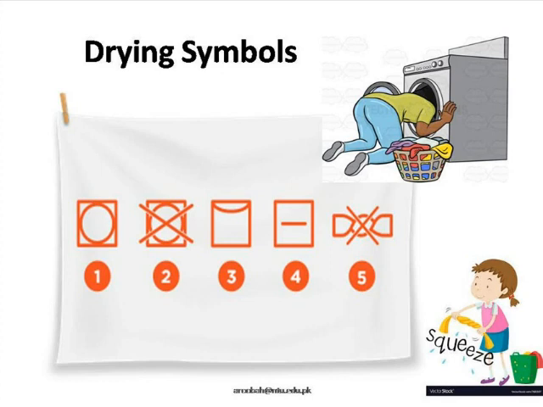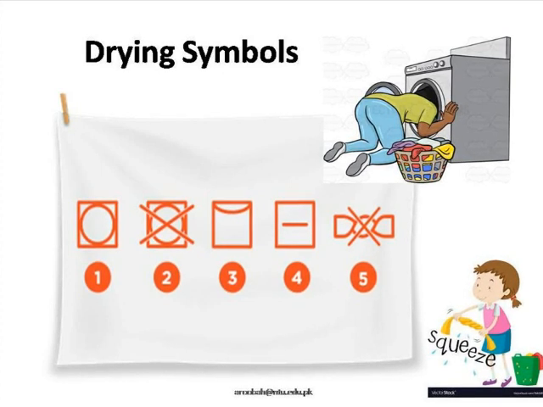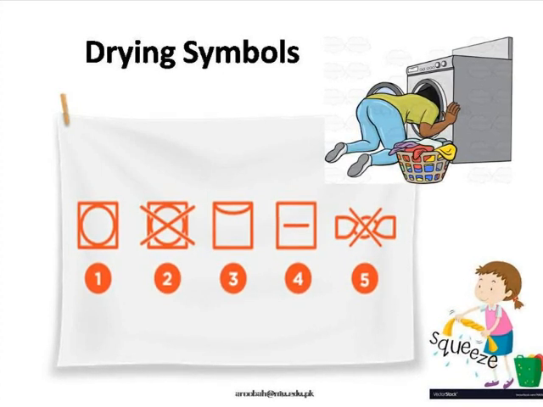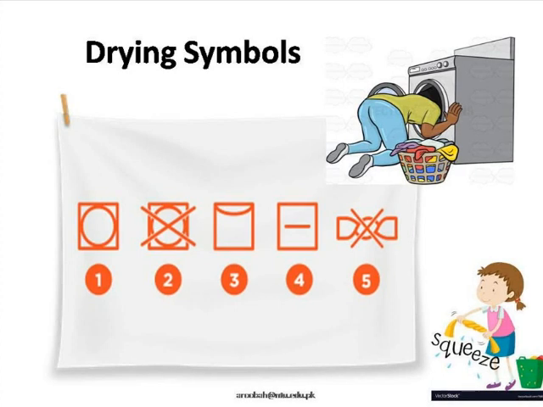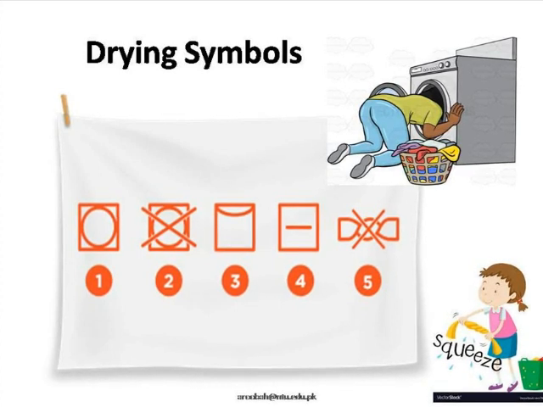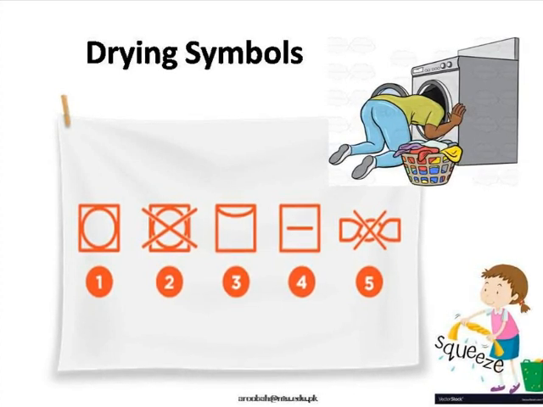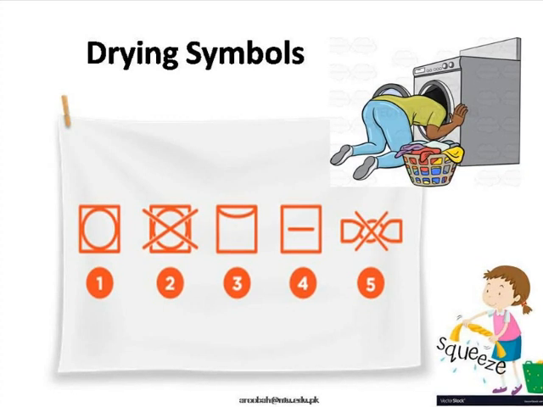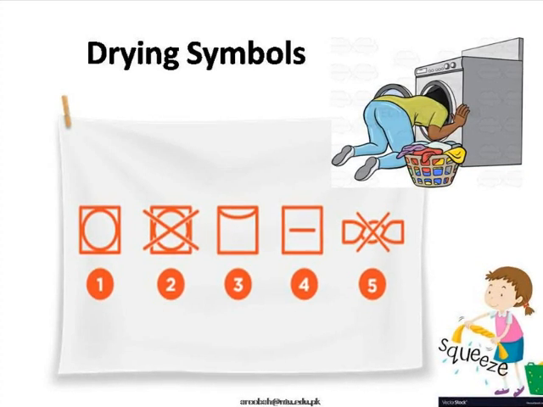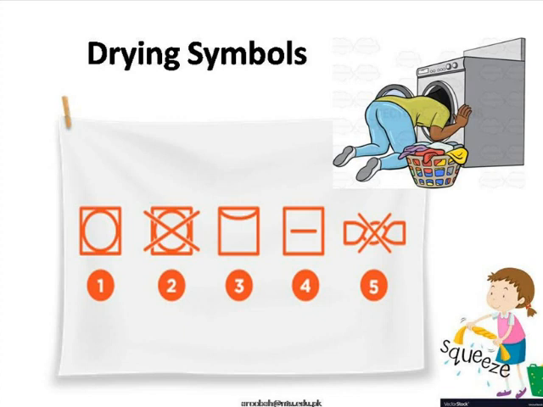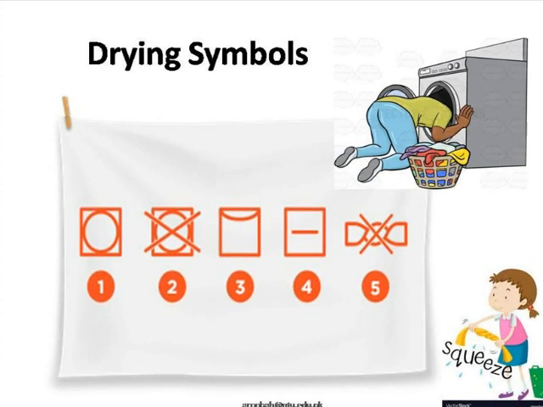Here come the drying symbols. The time which a fabric requires to dry itself again varies widely. The first symbol in the picture, a circle enclosed in a square, indicates that it should be tumble dried only.